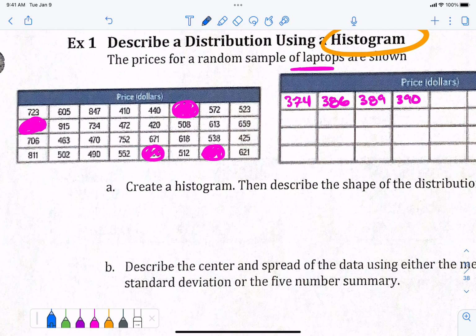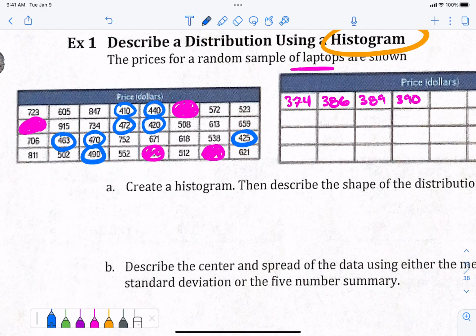Did you get them all? No. There's 4 of them, 4 numbers in the 300s. They're hard to see. I know it's hard to see. Now the 400s: 410, 440, 420, 472, 470, 463 on the right, 425, 490. Anybody else have 400s?